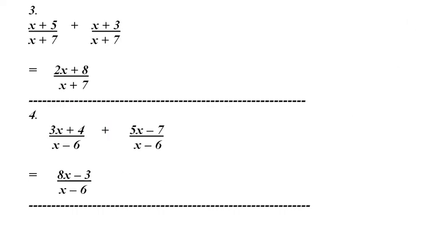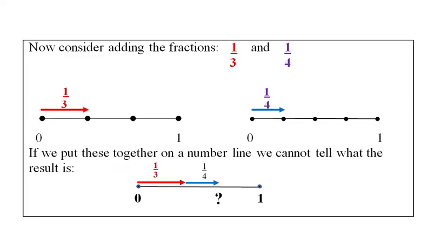Now these are a little bit more complicated, but not much. The denominators are the same, so it stays the same, and we add the numerators, and we get 2x plus 8. This one is slightly more complicated. The denominator is x minus 6, and we add the numerators and get 8x minus 3. The difficulty comes when the denominators are not equal, of course.